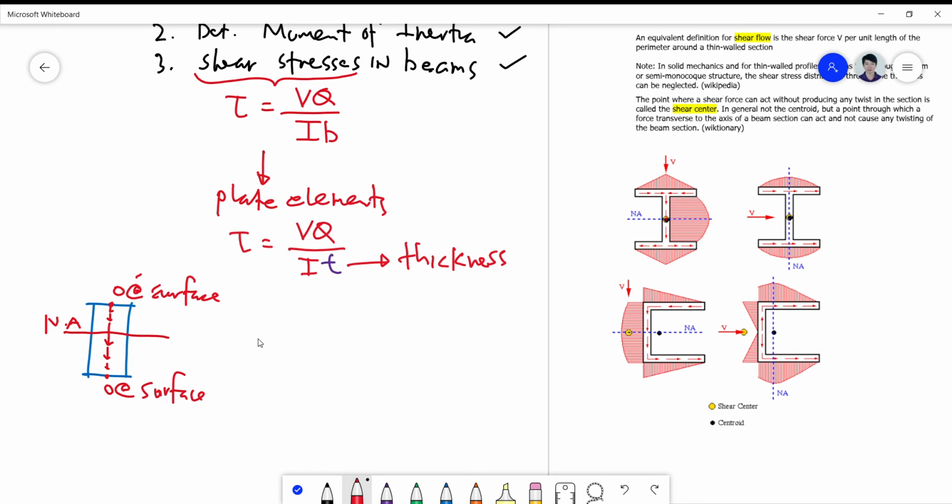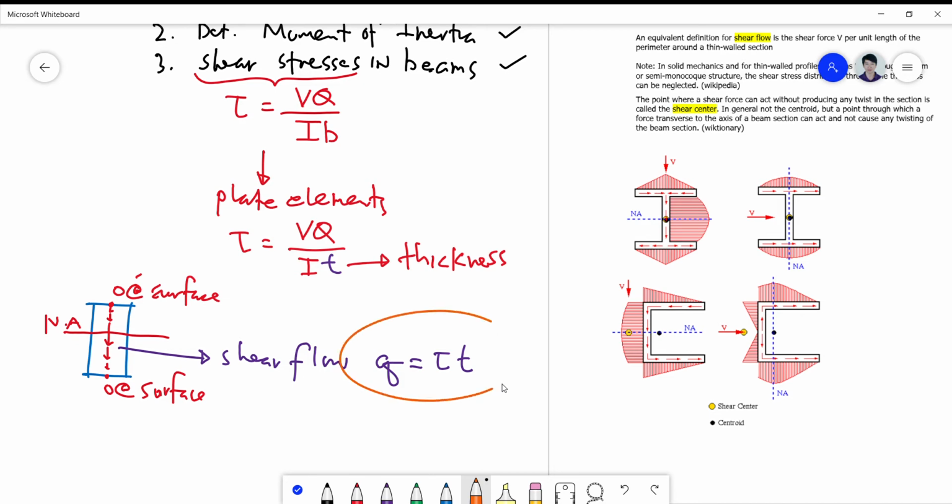So if I have a direction path of a stress, we can convert this into a shear flow q by simply multiplying your tau multiplied by the thickness. So this is now our basic definition of what shear flow is.